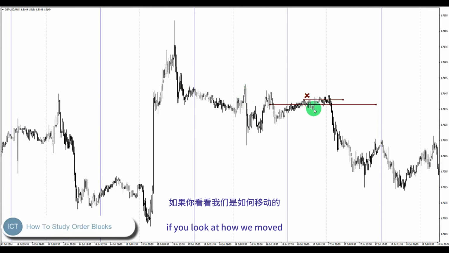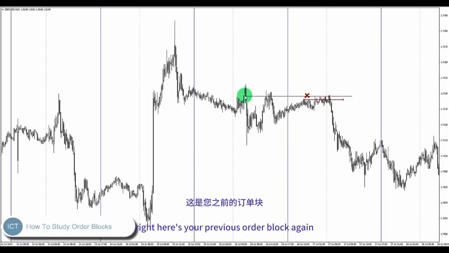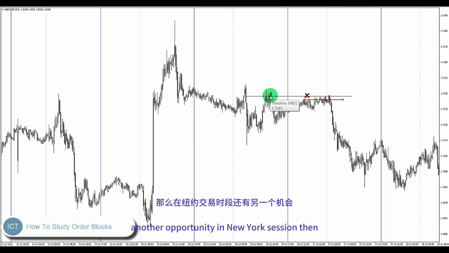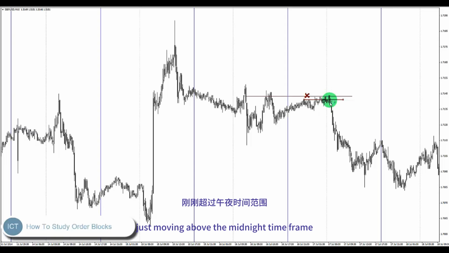If you look at how we moved right there, right here's your previous order block. Again, another opportunity in New York session then, and then look what we did here. Boom. Very, very precise. Just moving above the midnight time frame.